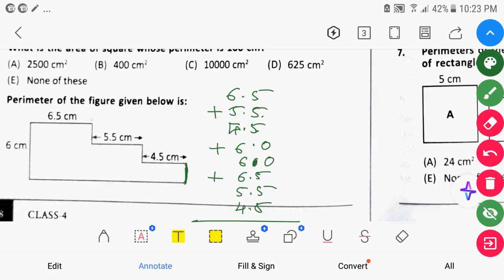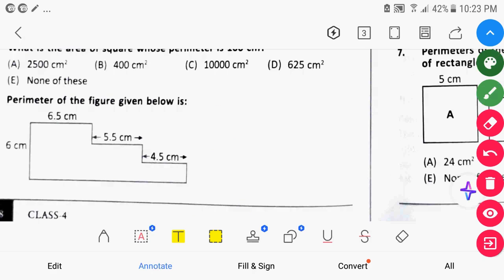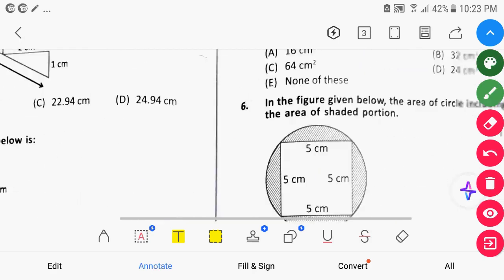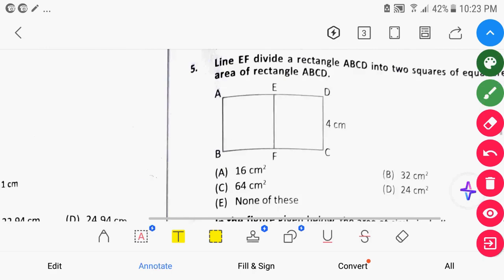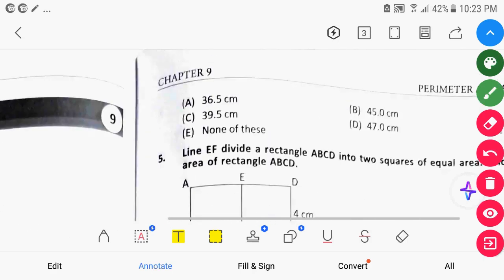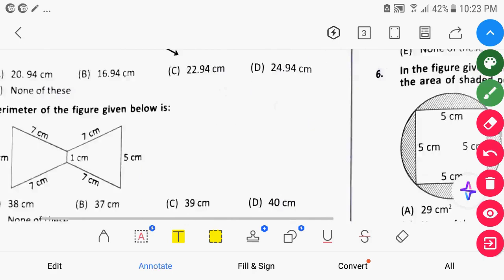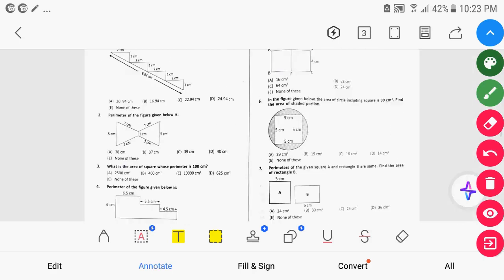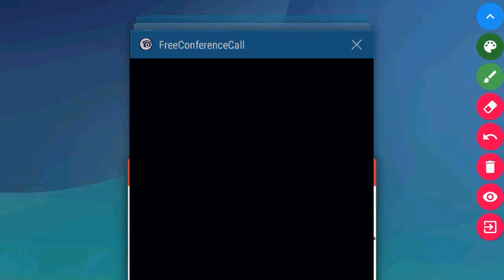6 plus 6, 12. And this is... Something is wrong. Answer is none of the above because our answer is 35 centimeter, not 36.5. You solve it at home and we'll discuss in the next class. Okay?